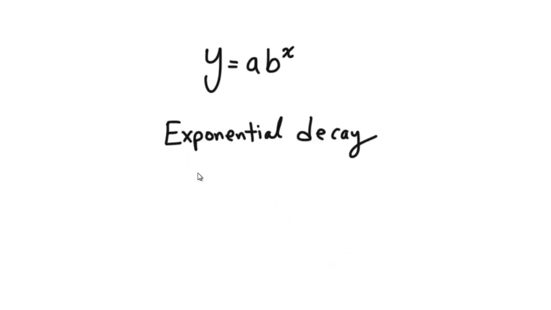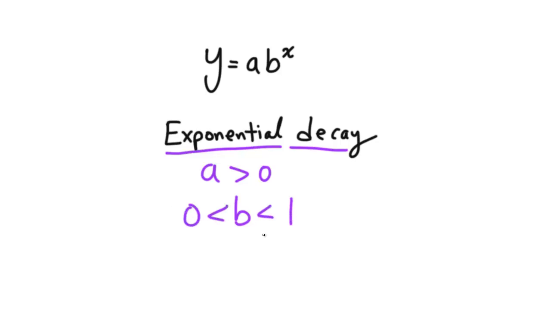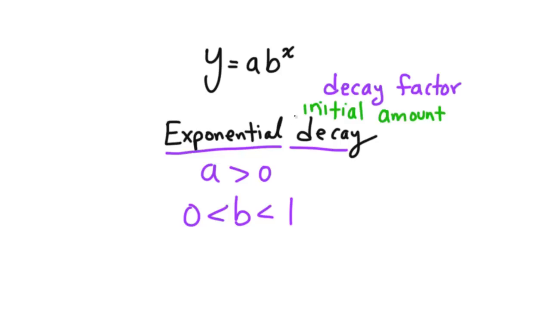Alright, so now let's take a look at an exponential decay model. Right, again we start off with the y equals ab to the x power. Now in this case, a is also greater than 0, but b is between 0 and 1. Just like before, the a is the initial amount, but now the b is no longer the growth factor, it is known as the decay factor.